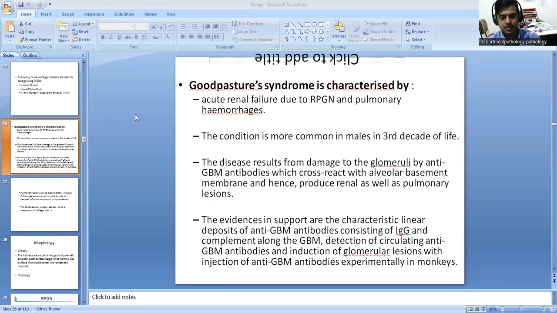The disease results from damage to the glomeruli by anti-GBM antibodies, which cross-react with alveolar basement membrane and hence produce renal as well as pulmonary lesions. The evidence in support are the characteristic linear deposits of anti-GBM antibodies consisting of IgG and complement along the glomerular basement membrane, detection of circulating anti-GBM antibodies, and induction of glomerular lesions with injection of anti-GBM antibodies experimentally in monkeys.